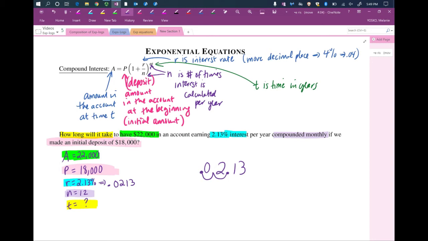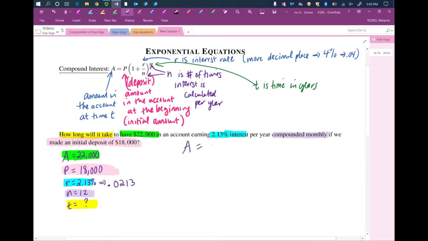And my account earns 2.13% interest. So that's my R. Compounded monthly, so N is 12. And we made an initial deposit of $18,000. Okay, so hopefully you can figure out where all the pieces came from. I'm going to erase this. So we're going to set this up.